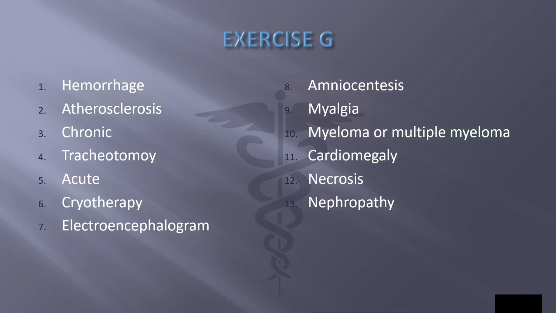Exercise G. Write the medical term for the following definitions. Number 1, excessive bleeding or discharge of blood is hemorrhage. 2, hardening of fatty plaque in the lining of the arteries is atherosclerosis. 3, pertaining to time or occurring over a long period of time, chronic. 4, incision of the windpipe, tracheotomy. 5, sharp, sudden, or brief is acute.